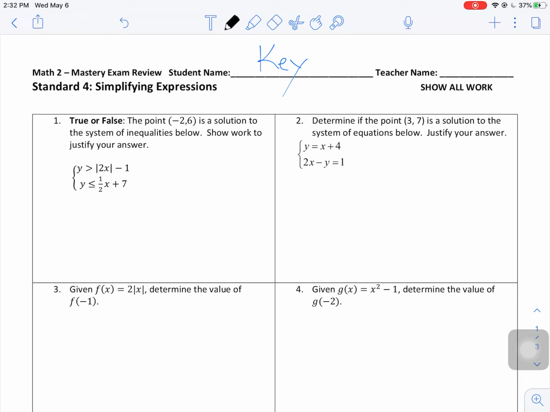Math 2 Semester 2 Standard 4 Mastery Exam Review. Number 1, true or false? The point (-2, 6) is a solution to the system of inequalities below. Show work to justify your answer.